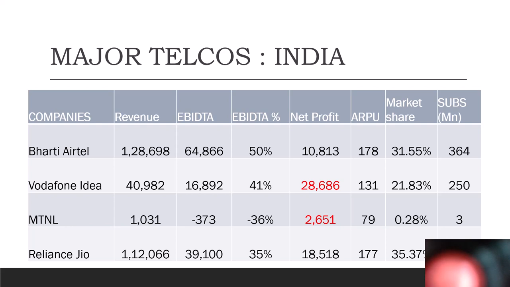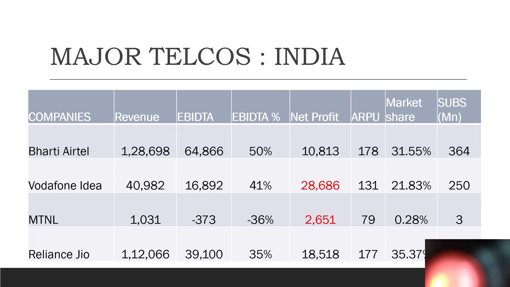So if you look at profitability in terms of EBITDA, then Bharti Airtel's EBITDA is also growing. We'll just look at it. It's 50%, so highly profitable in terms of EBITDA. Vodafone, 41%. Again, not that they are not making money. MTNL is in losses, with 1,000 crores of turnover. And Reliance Jio, which is 39,000 crores, has 35% EBITDA. So their EBITDA is less, but they are very profitable.